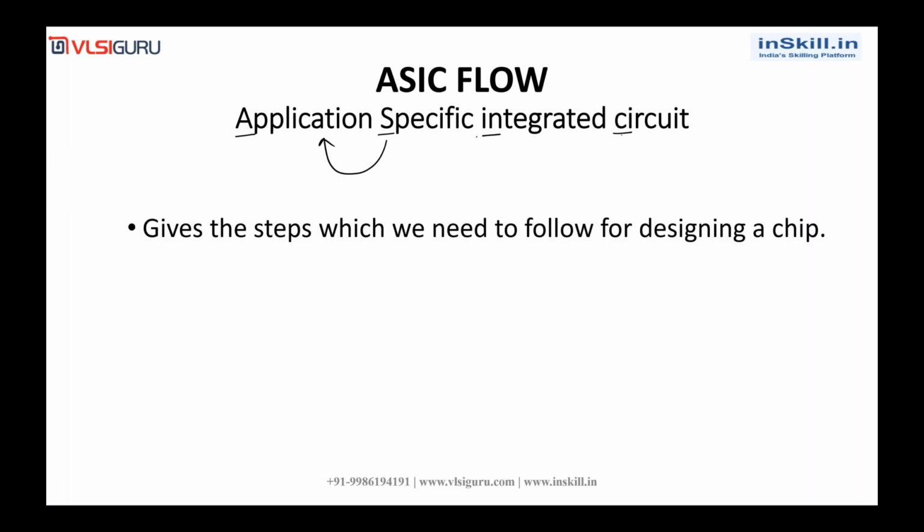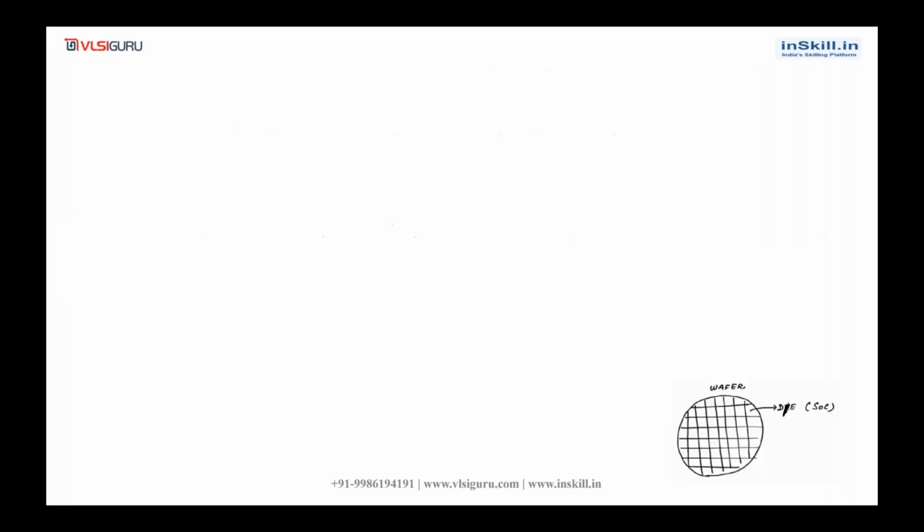ASIC flow gives the steps which we need to follow for designing a chip. It gives the steps involved in the process of chip design. First you have the design specification stage. In this stage, based on the application for which we are designing the chip, certain specifications are decided, like what the speed has to be, how many memory modules, processors and sensors are required, and what the power has to be.